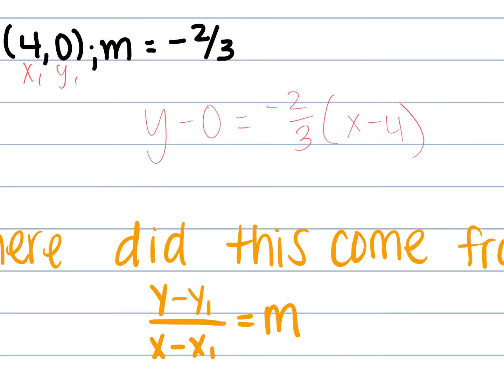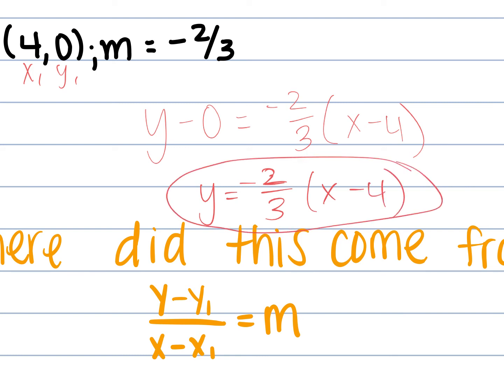Gabriel? They got the 0. Good. Why? It has no value. Good. So y minus 0 is just y. So this should be y equals negative 2 over 3, x minus 4. This is how I expect your answers to look.